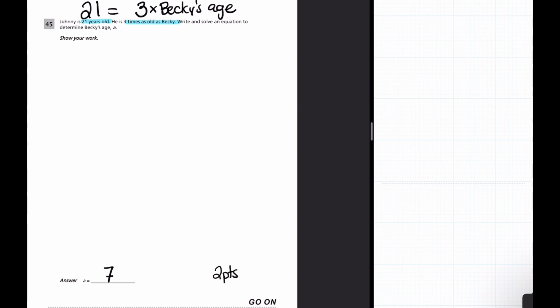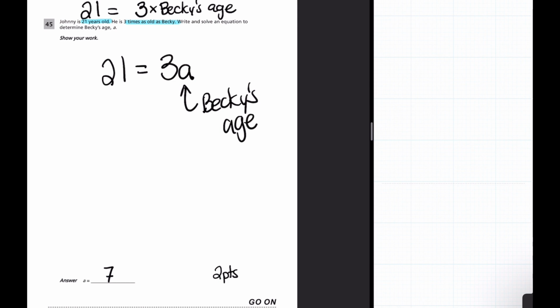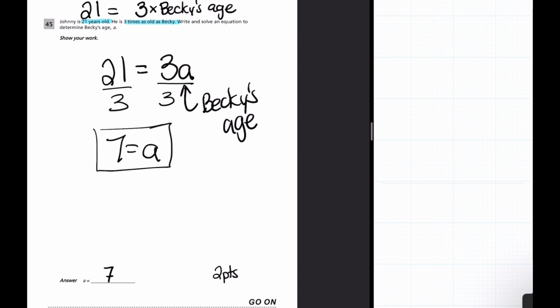Okay, so Becky's age has to be A. So 21 is equal to 3 times A, because that's Becky's age. All right, we're going to solve for A. So we're going to divide both by 3. 7 is equal to A. And that was it. That one's pretty simple. This should be an easy 2-pointer. But you have to have the equation and you have to solve for A. So you had to have both. Those 2 things had to happen somewhere in your work.